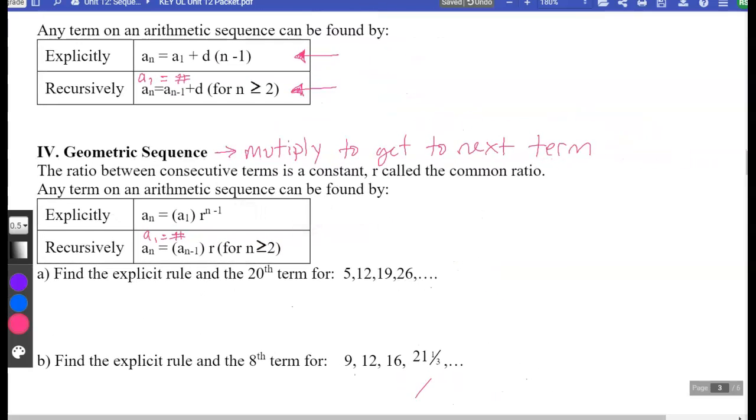Now, d is the common difference in an arithmetic sequence. r is the common ratio, it's called. It is the amount that you're multiplying by. Now, sometimes it's not so easy to find this value. So what you can do, you can always take the second term of the sequence and divide it by the first term. This will give you the ratio that you're multiplying by to get the next term.